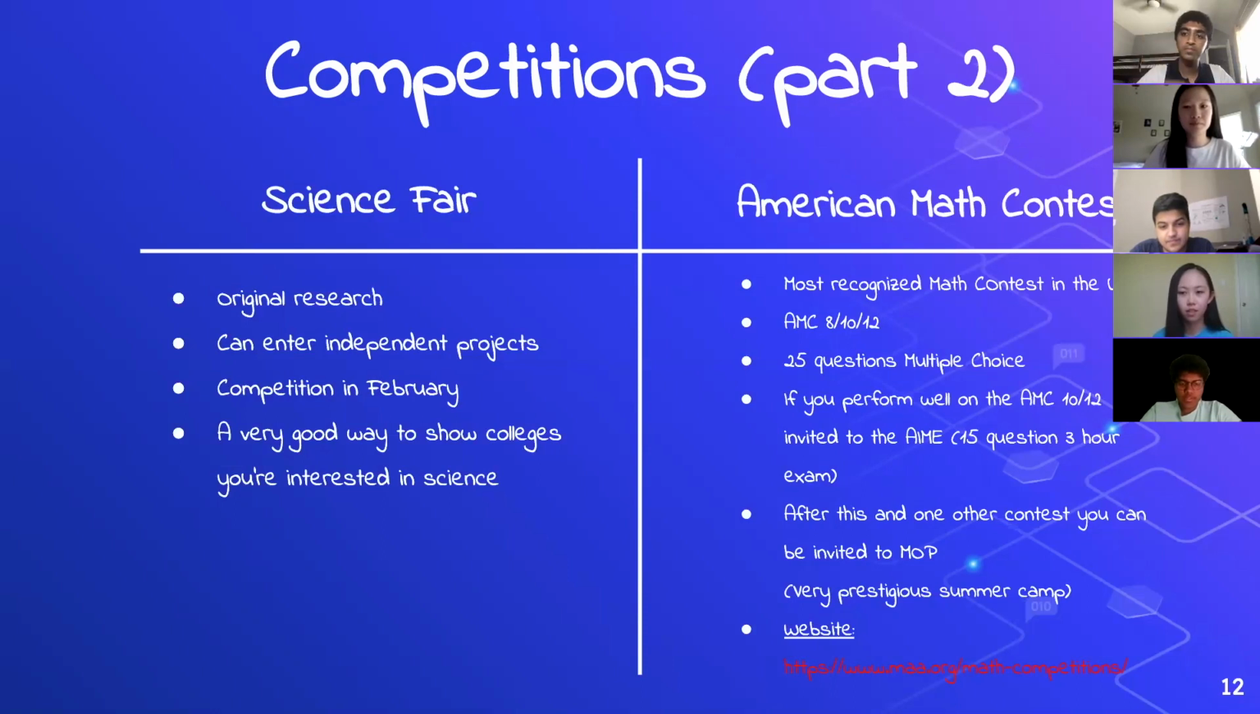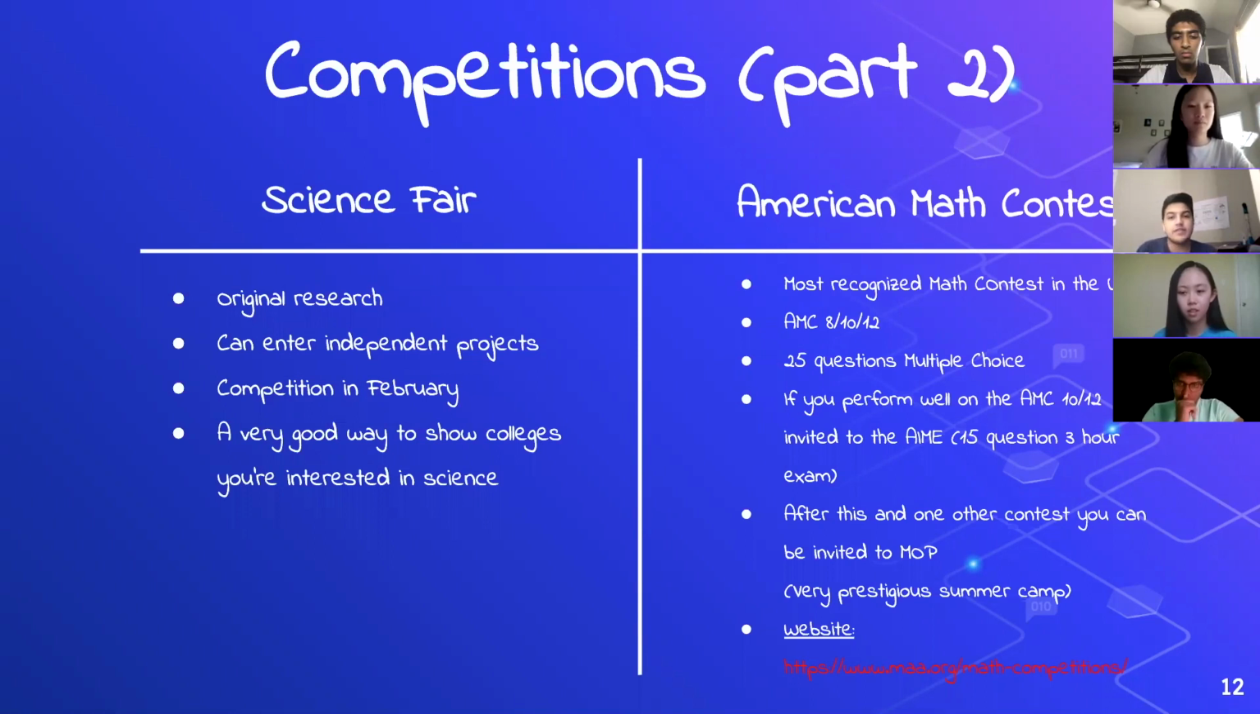There are 3 different levels: the regional level, then the state level, and then the international competition, which is called ISEF. Actually, they might have changed the name this year. The regional competitions are usually in February, the state competitions in March, and the international ones during summer. And it's a really good way to show colleges that you're interested in computer science or whatever category that you choose.